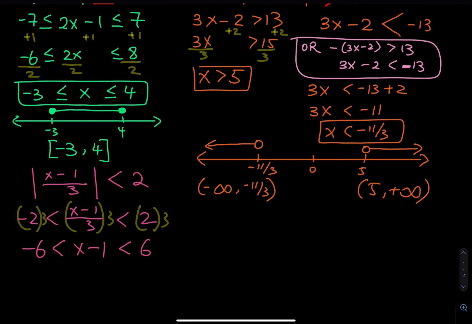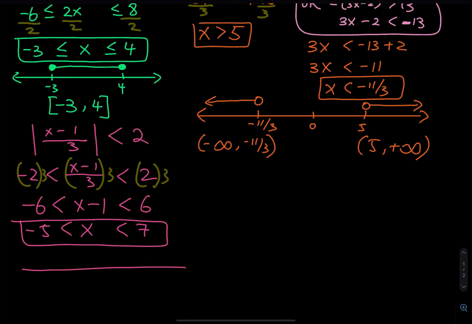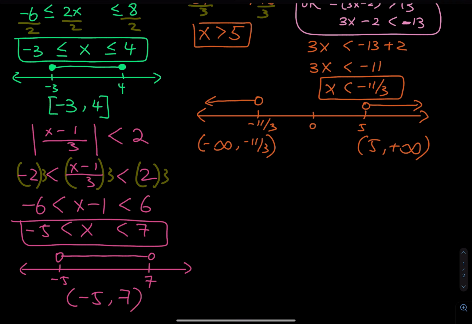And then you add 1 on each side. Negative 6 plus 1 is negative 5. And then 6 plus 1 is equal to 7. So this is a case of in between. You have a number line, you have a negative 5, you have a 7. So this is between those two numbers, parenthesis negative 5, comma 7. There you go. If you use an equal, then this will be a solid circle, square bracket on both.